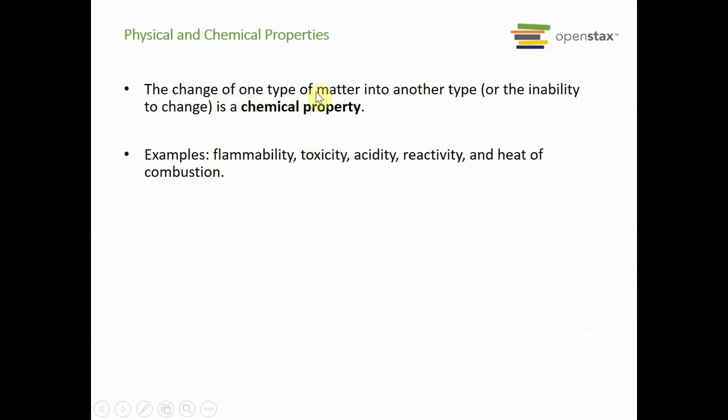The change of one type of matter into another, that is, a chemical reaction, or the inability to undergo a chemical reaction, is a chemical property. Examples are flammability, toxicity, acidity, reactivity, and heat of combustion. In the case of flammability, it's the propensity to react with the oxygen in the air. Toxicity is its ability to react with receptor sites of one sort or another in the body, and there are many.